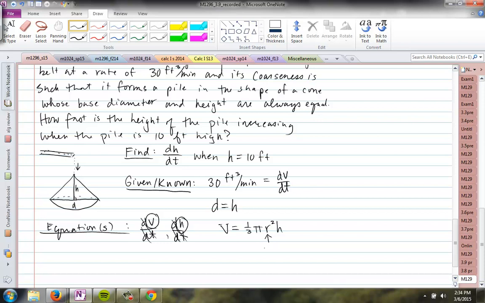Maybe we should do that right now. So that's the generic formula, but because we have a diameter in this formula, maybe the d equals h thing, and diameter is part of this. Let's just put this in terms of d.